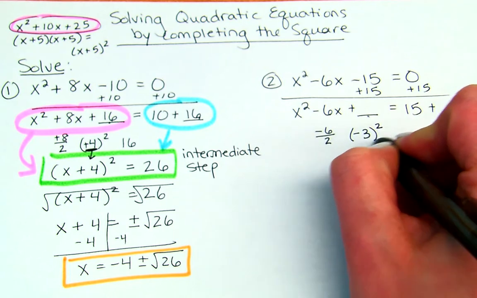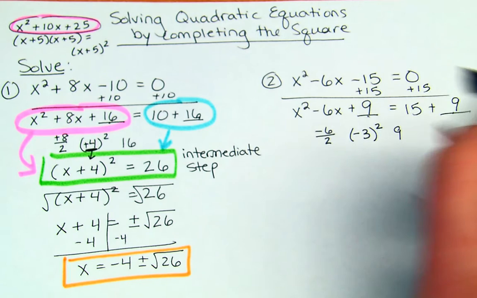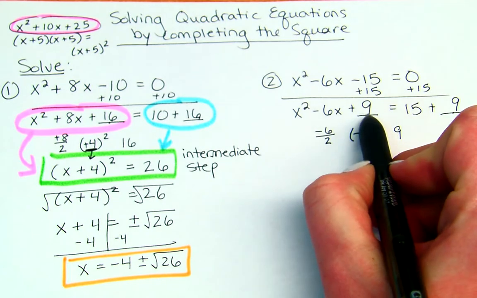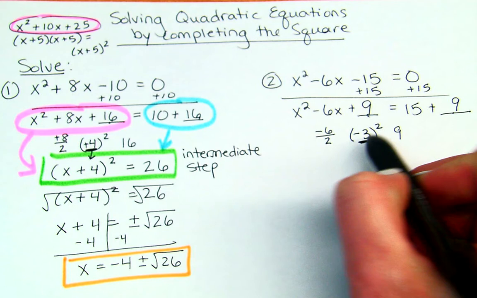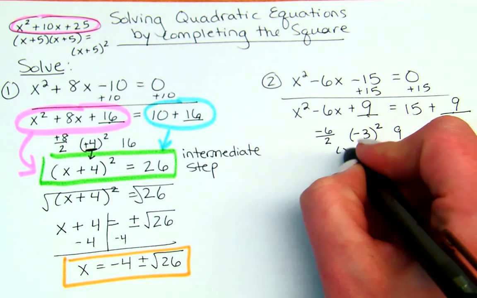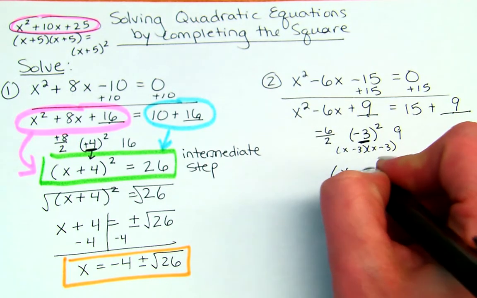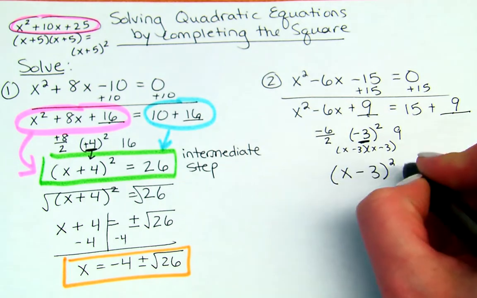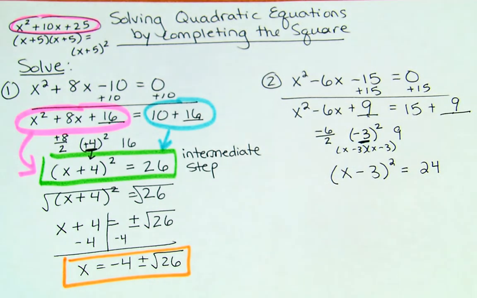Place it in parentheses to square it to get a positive 9, and that's what I add to both sides. Once again, two numbers that multiply to 9 that also add to a negative 6 are negative 3 and negative 3. So if this is going to be x minus 3 times x minus 3, I can just rewrite it as x minus 3 squared. And of course, on the right side, I'm going to wind up with 24.